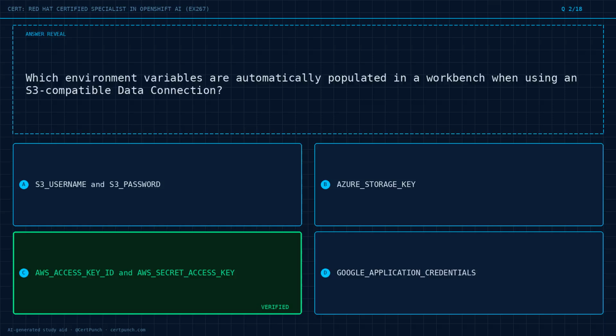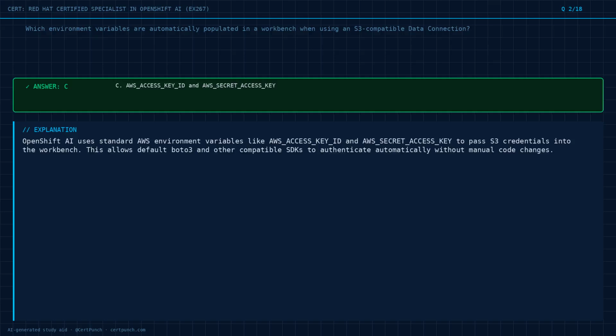The correct answer is option C, AWS access key ID and AWS secret access key. Why it works. OpenShift AI uses standard AWS environment variables like AWS access key ID and AWS secret access key to pass S3 credentials into the workbench. This allows default Boto3 and other compatible SDKs to authenticate automatically without manual code changes.